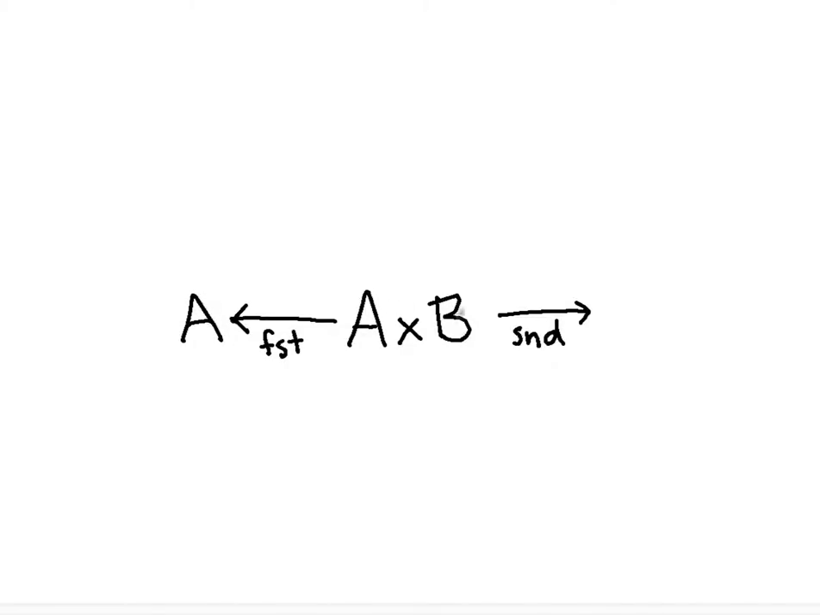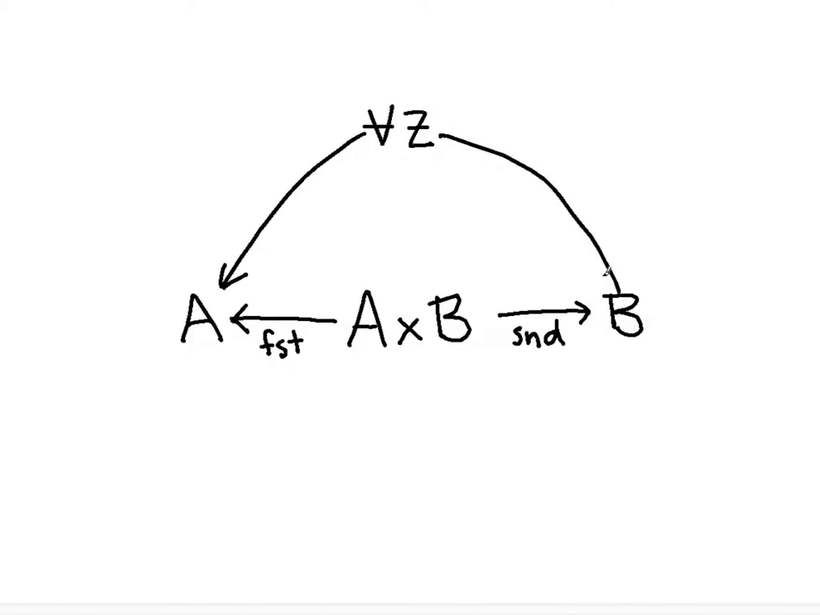And this is a projection onto A and a projection onto B, such that for every other object, well, for every object with maps to A and B, call them F and G just for the sake of argumentation, there exists a unique map from Z to A cross B, such that doing this map and then first is the same as F, and doing this map and then second is the same as G. So this is called a binary product.